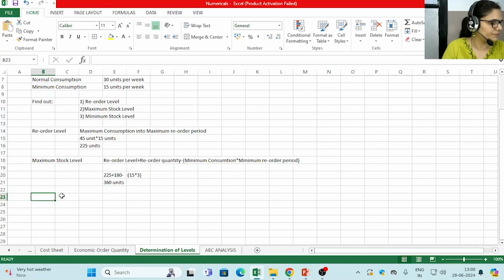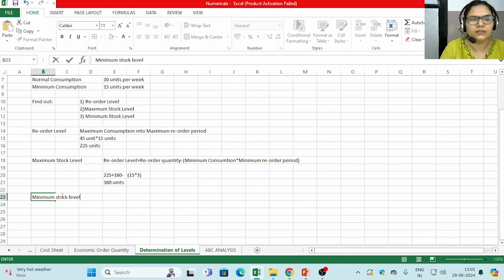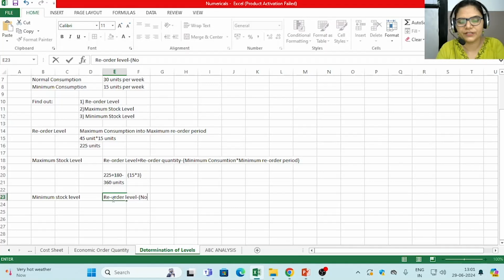Next is minimum stock level. Minimum stock level, we all know, is a formula: reorder level minus normal consumption into average reorder period.